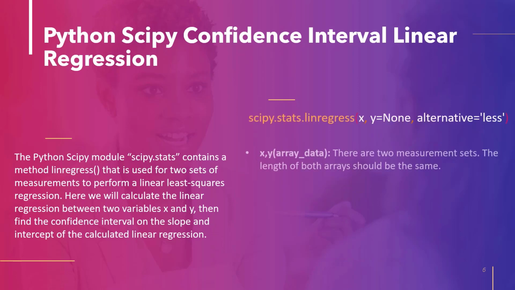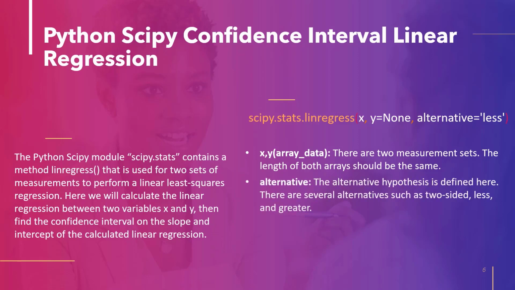Where parameters are x, y, which are the two sets of measurements that exist. Both arrays should have the same size. The array must be two-dimensional with one dimension having length of 2 if just x is provided and y equal to None. Alternative is used to define the alternative hypothesis, like two-sided, less, and greater. Let's see with an example.